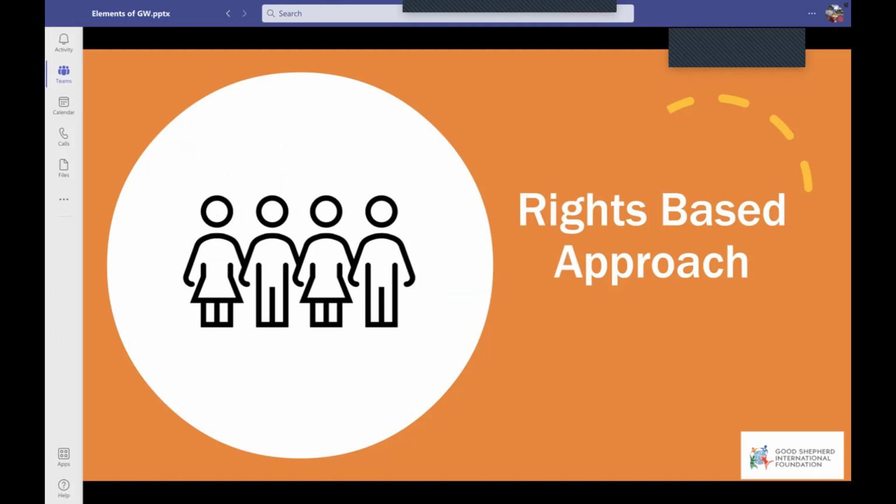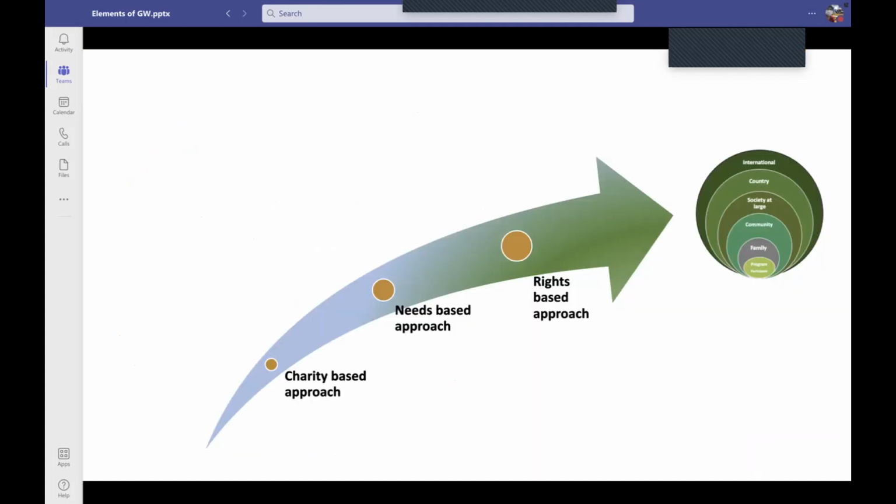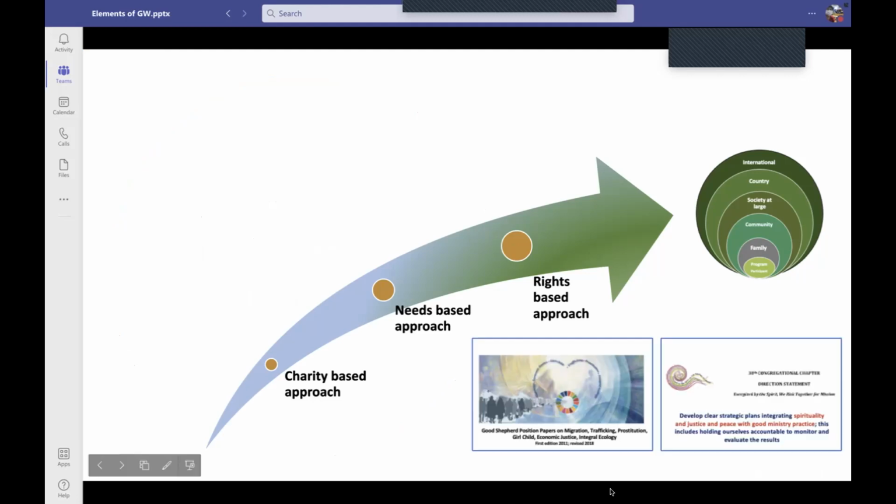I will not go into details on the rights-based approach because we have already done this, and there are YouTube links on the Asia Pacific YouTube channel that speak about this. So in a nutshell, when we're talking about rights-based in the congregation, we're actually incorporating the charity, the needs-based, and the rights-based into one approach. And we have these position papers and our 2015 congregational direction statement that asks us to look at social justice.